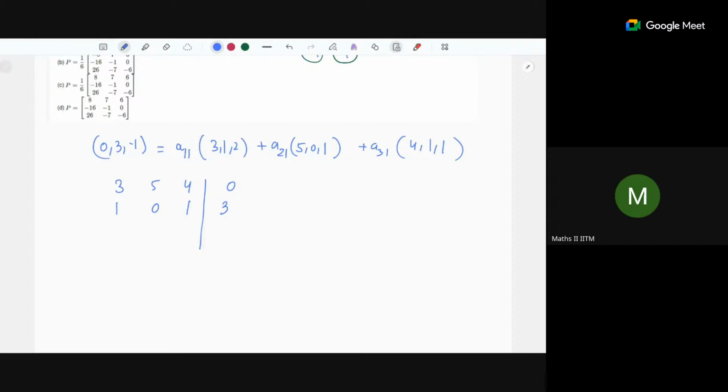The third row is 2, 1, 1 equal to 1. So this is your matrix. Now let's solve this matrix. The first operation that I can do is divide R1 by 3. I will get 1, 5 by 3, 4 by 3, 0, 1, 0, 1, 3, 2, 1, 1, minus 1.